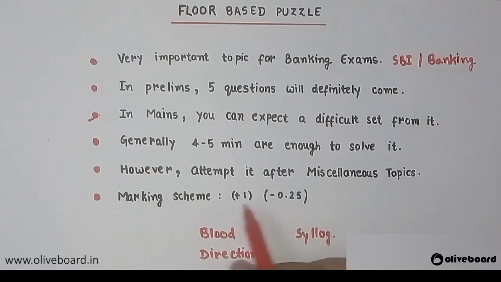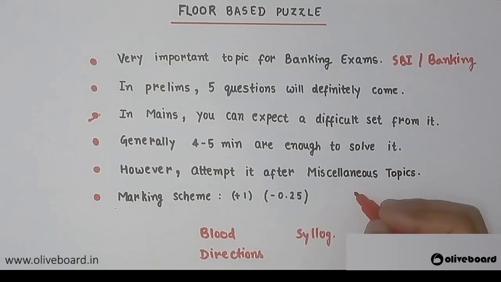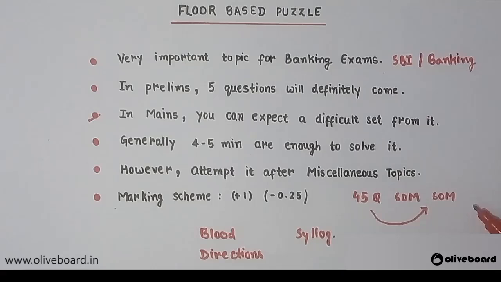Now talking about the marking scheme, I think you all must know that it is +1 for a correct answer and -1/4 for wrong answers. However, in SBI PO mains, a question can be of 1.5 marks or even 2 marks. In SBI PO mains, you have 45 questions to solve in 60 minutes, and these carry 60 marks. So there are some questions of 1 mark, 1.33 marks, or 1.5 marks for that matter.